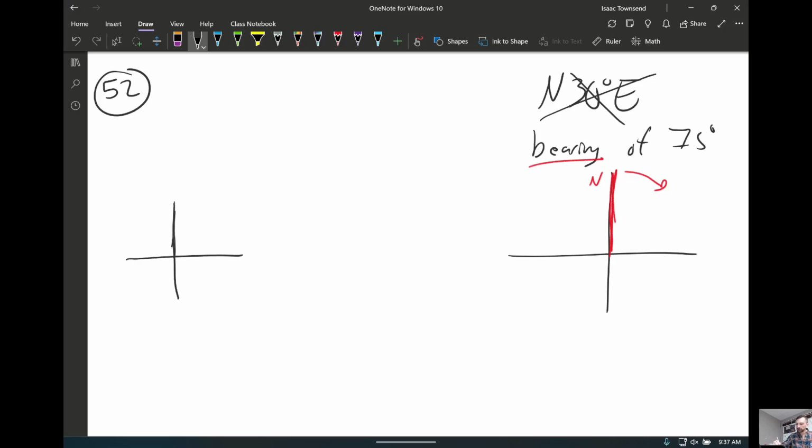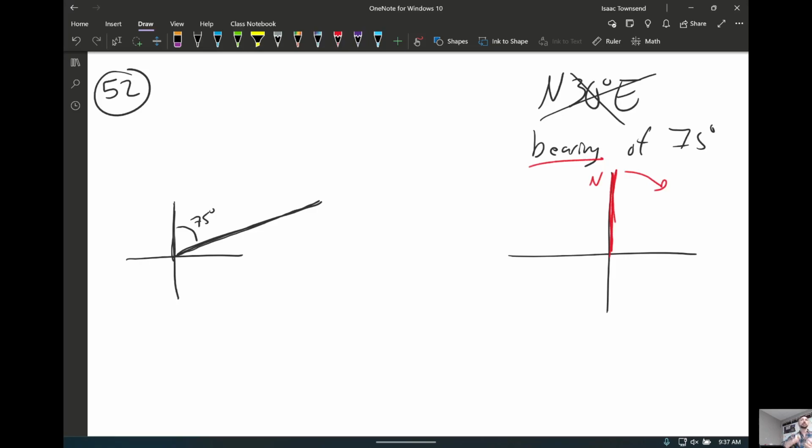So from the north line, measuring clockwise, if I turn 75 degrees, that's going to look like this. I know this is 75 degrees. Likewise, I don't know if I need to know it, but I know these two make a right angle, so I know this one's 15. That might be helpful. I'm not going to write it on here until I actually think I need it.